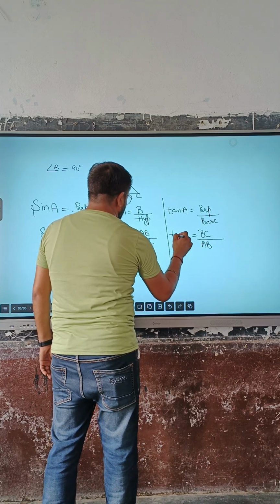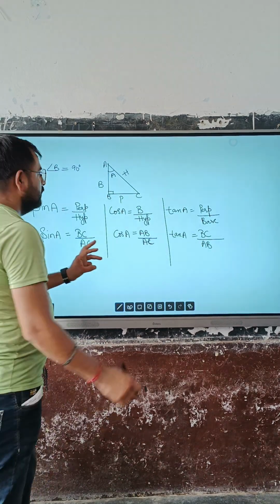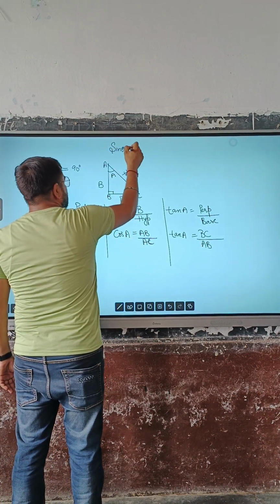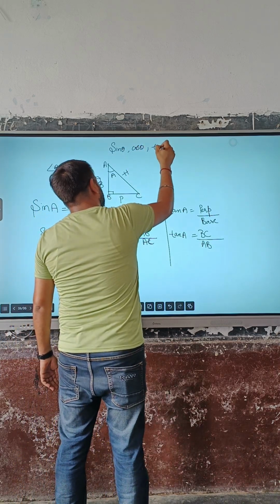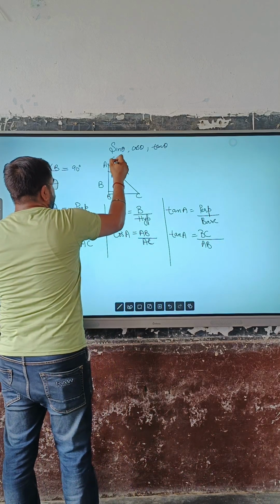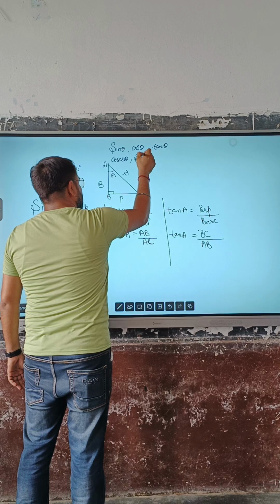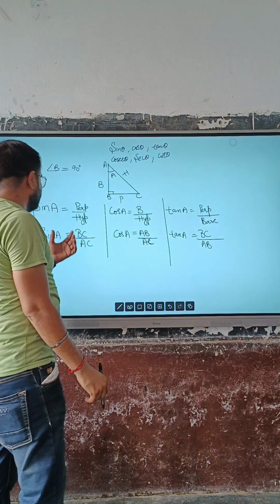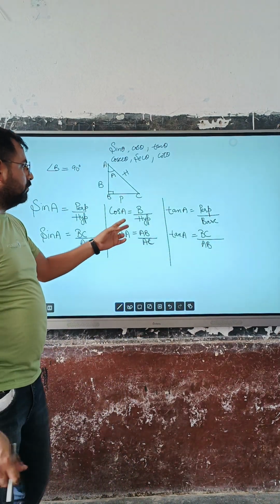So tan of angle A is this. So we have six trigonometry terms: the first ones are sine of the angle, cos of the angle, tan of the angle, and the next ones are cosecant, secant and cotangent of the angle. We have already described sine, cos and tan.